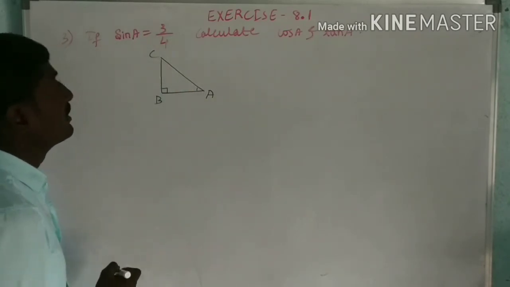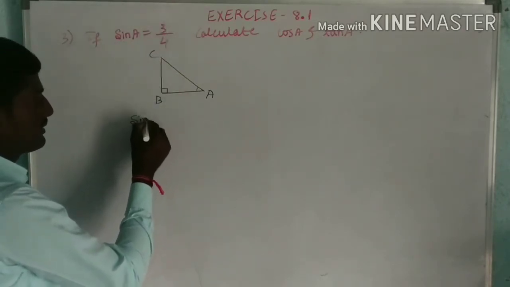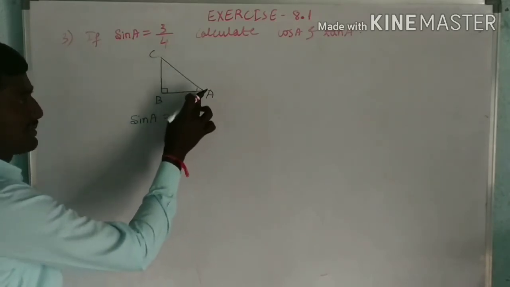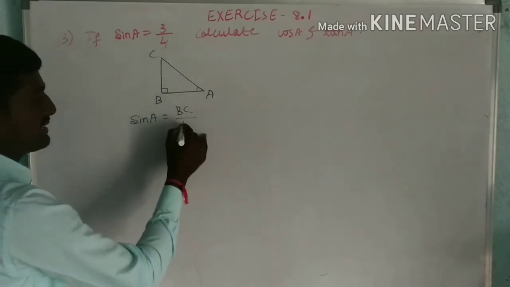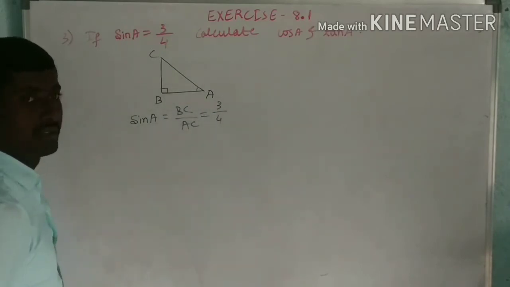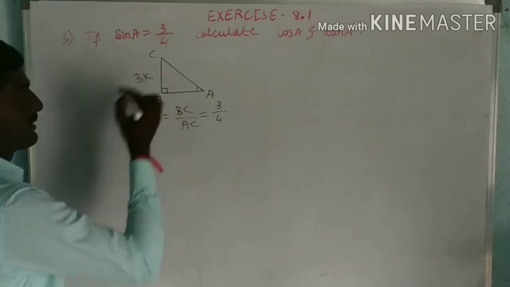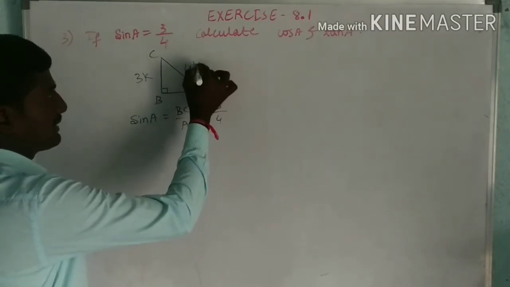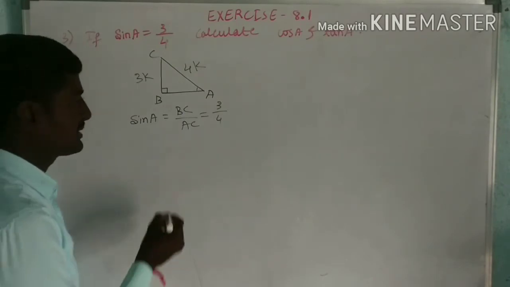Now here sin A is equal to 3 by 4 is given. According to the diagram I will write sin A is equal to opposite by hypotenuse. For the angle A, opposite is BC divided by hypotenuse AC. Here given is 3 divided by 4. Now BC I can take as 3K, since they have given it in ratio. AC I can take as 4K. Now I have to find the third side by applying Pythagoras theorem.